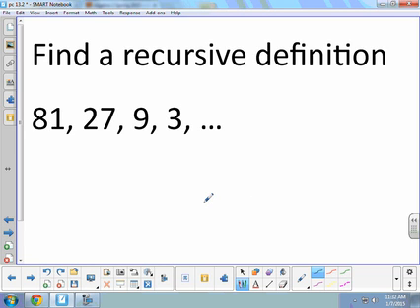Let's go ahead and find a recursive definition for this one. Well, what it looks like is happening is you're multiplying by 1/3 each time. You're dividing by 3, which is the same thing as multiplying by 1/3. So we always start off with what our initial condition is. What is our first term? Our first term is 81. And then the second piece of information that we need is what are we doing to the previous one? Well, you're taking the previous one and you're multiplying it by 1/3.